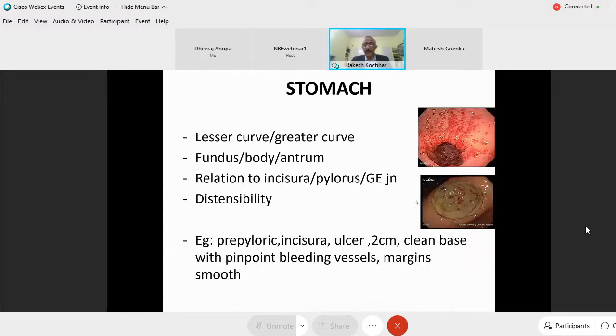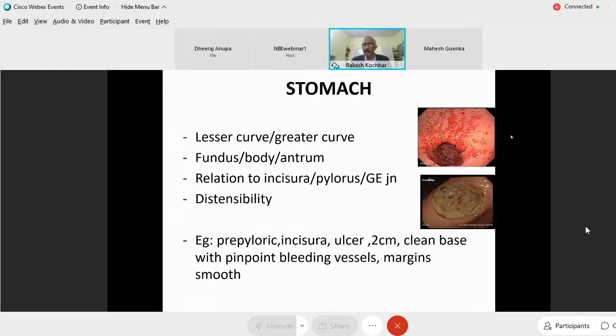In the stomach, you have to describe the lesion in the context of the lesser curve or greater curvature, whether it is in the fundus, body, or antrum. And here lesions are described in the context of distance from the gastroesophageal junction on the lesser or greater curve, or in relation to the incisura or the pylorus. Again, you look at the distensibility.